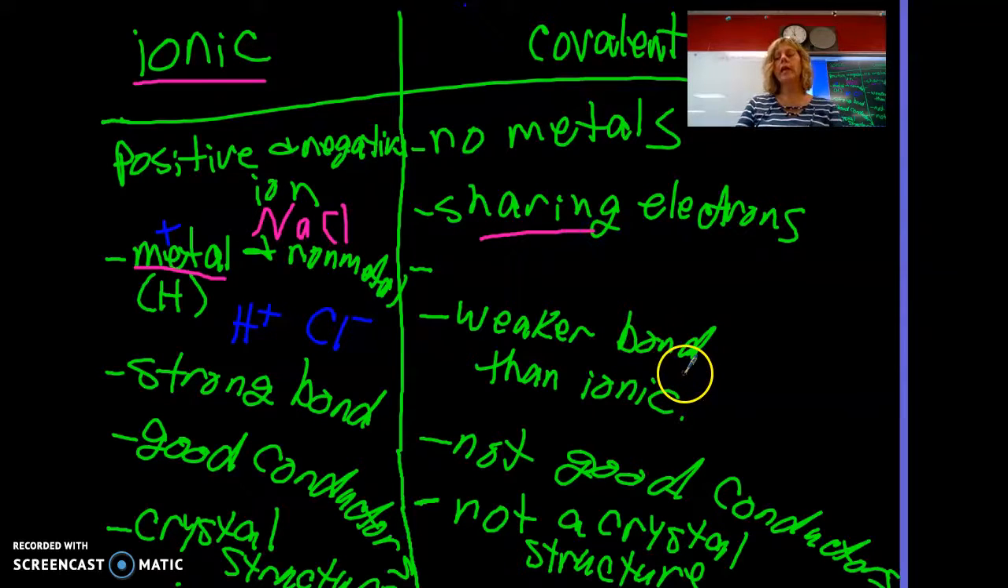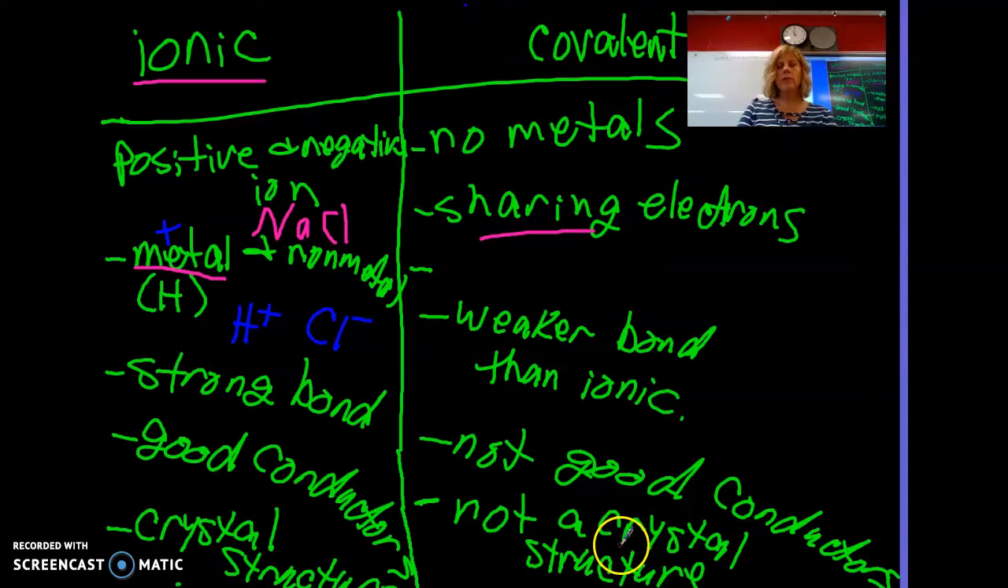They have a weaker molecular structure. They may have stronger bonds between individual particles, but the actual structure that holds together is weaker than those ionic compounds. These are terrible conductors. They're not good conductors at all.